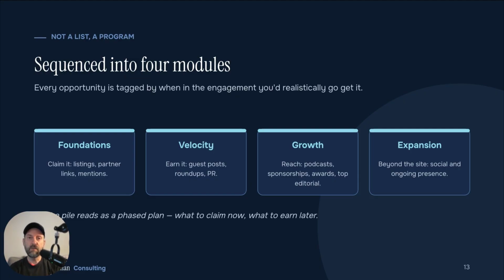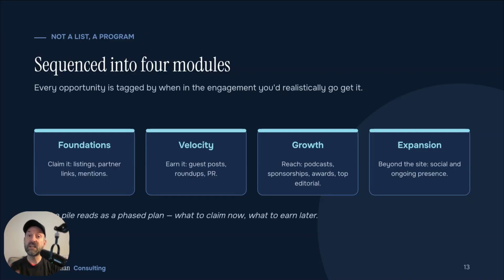I've also sequenced the output, which we will look at in a second, into 4 modules. Now, if you follow this channel, you know that I build my SEO strategies based on modules. And I do this for a reason, and it's to focus clients on progress toward a goal rather than time, which is arbitrary. So my 4 modules are foundations, velocity, growth, and expansion. And that is how I group the link opportunities.